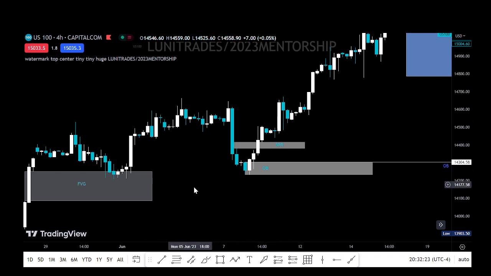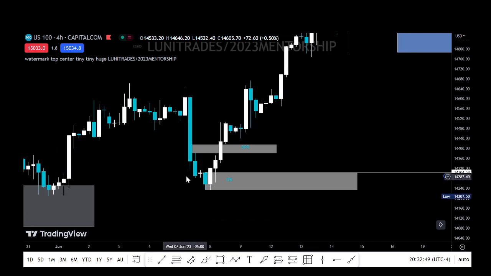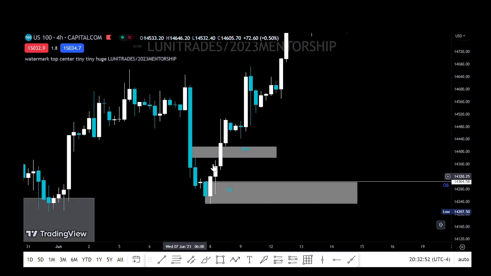You understand? But not all fair value gaps, order blocks, or BPR, which I'll be talking about next, are useful. That's what you'll be learning when we start talking about the trade strategy and the setup, the ones that are useful and the ones that are not. So we'll be talking about the BPR, which is balance price range. If you want to understand balance price range, it's like joining two fair value gaps together.